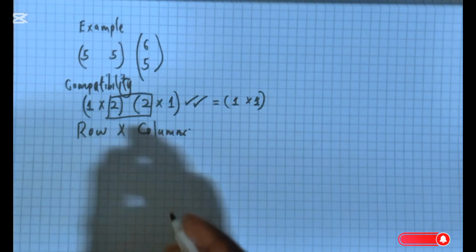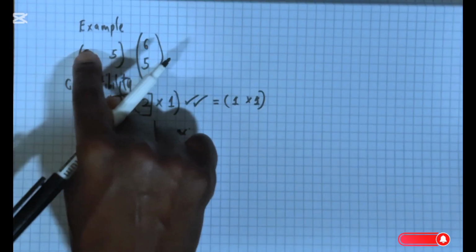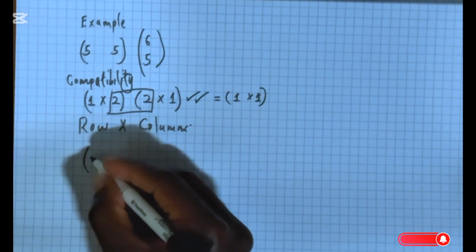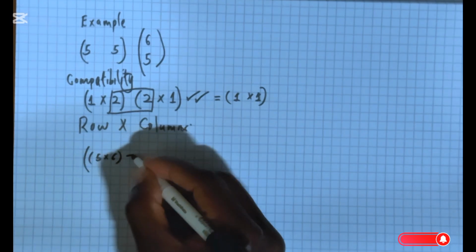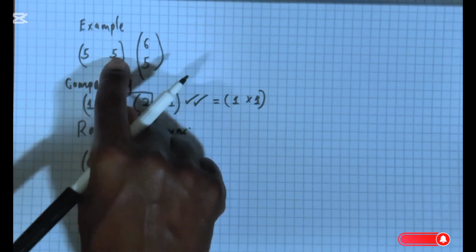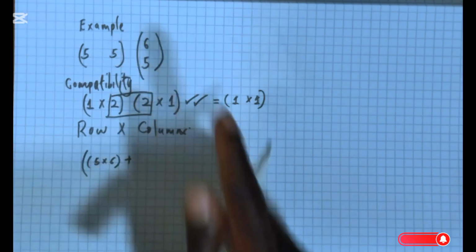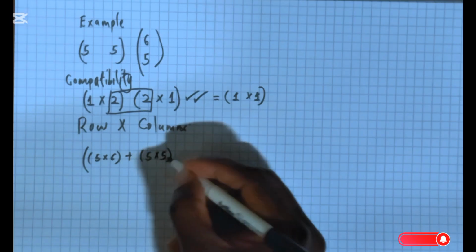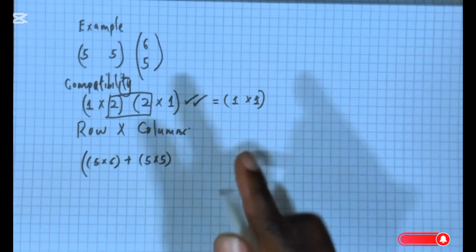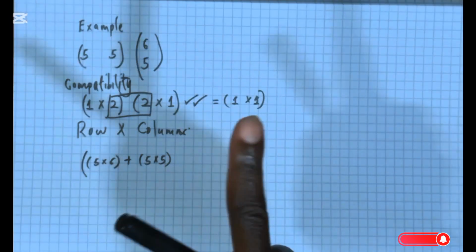So this is how it's going to look. We are going to have 5 multiplying 6, so it's going to be 5 times 6, plus 5 multiplying 5. So 5 times 6 and 5 times 5. Of course, remember we are adding. By multiplying this row and this column, we're going to get one element. We just want to get one element.